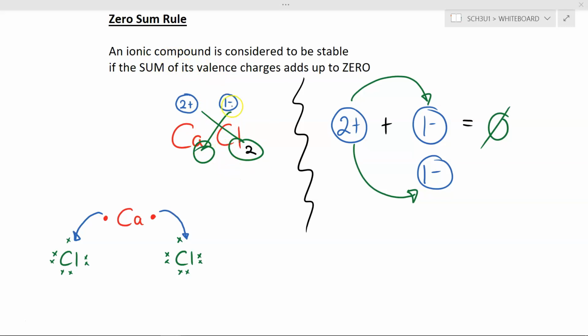The second reason why I don't like the crisscross rule is because it won't work in some instances. There will be some situations where the crisscross rule will actually give you the wrong answer. So, if you never intend to take chemistry ever again and you have no clue what the heck is happening, then by all means crisscross to your heart's desire. But if you ever plan to take chemistry again, then you definitely need to understand the zero-sum rule and think about the movement of electrons, and not just blind memorization.